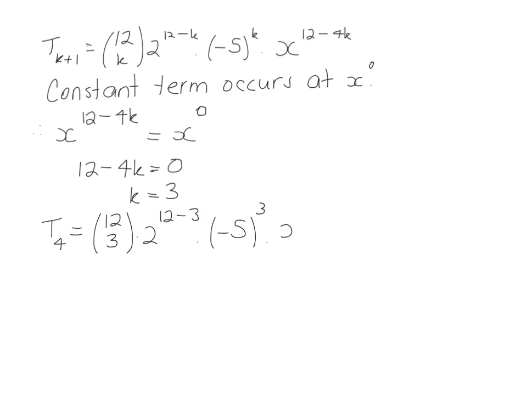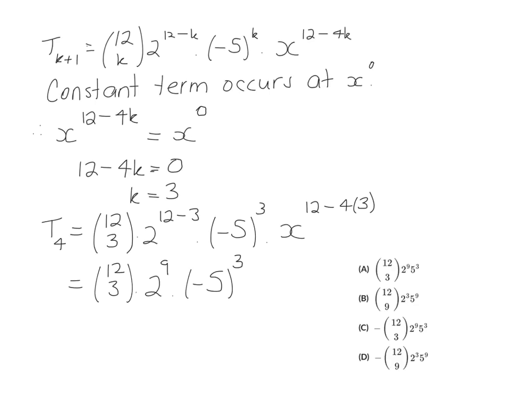And our x value, we now know, will have a power of 0, which we see occurs when you substitute 3 in. So that power of 0 gives us a value of 1, and hence the constant is identified by calculating 12c3 times 2 to the power of 9 times negative 5 to the power of 3.